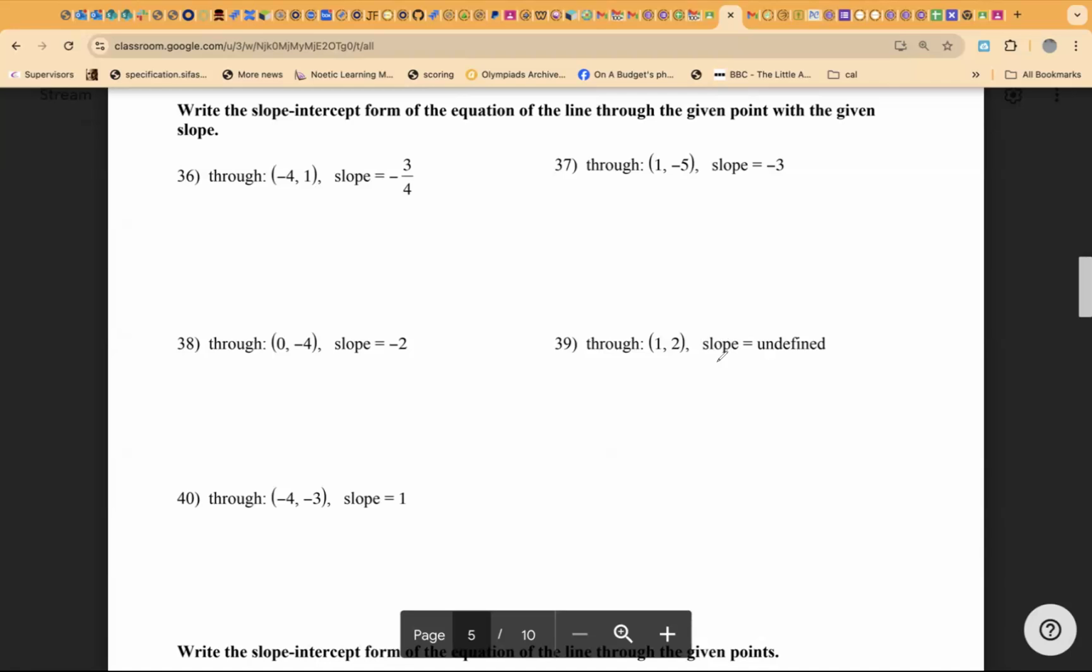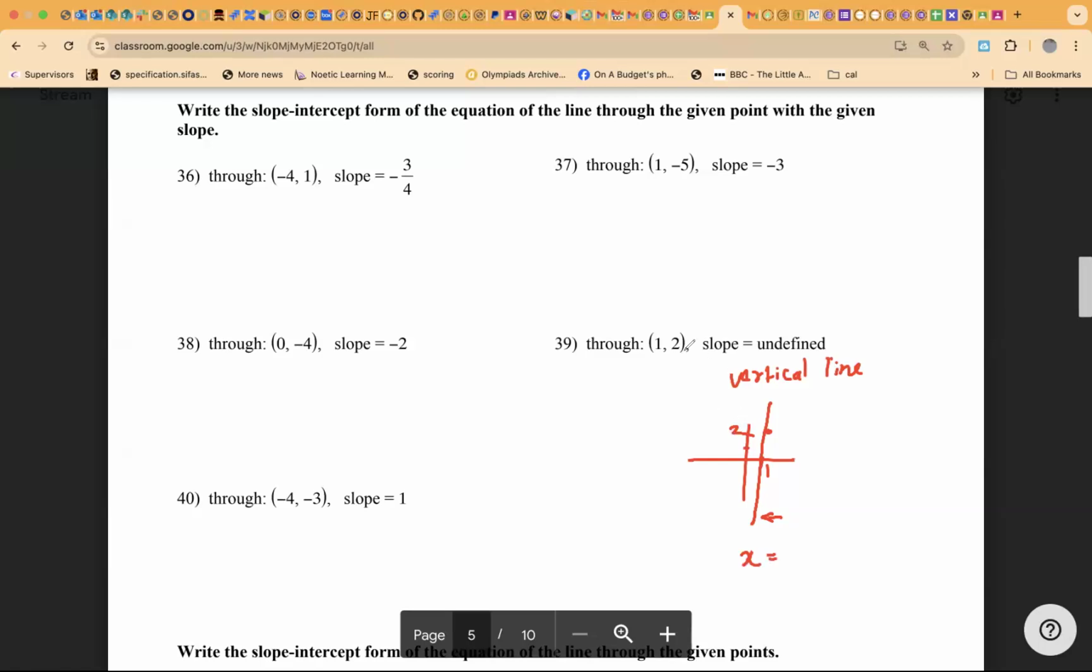Now, when the slope is undefined, we know it's going to be a vertical line, right? And a point it passes through is (1, 2). So it's going to be a vertical line. What is the equation of this? You tell me. What is the equation of that? One of you. It's a vertical line, so it is of the format x equal to what?